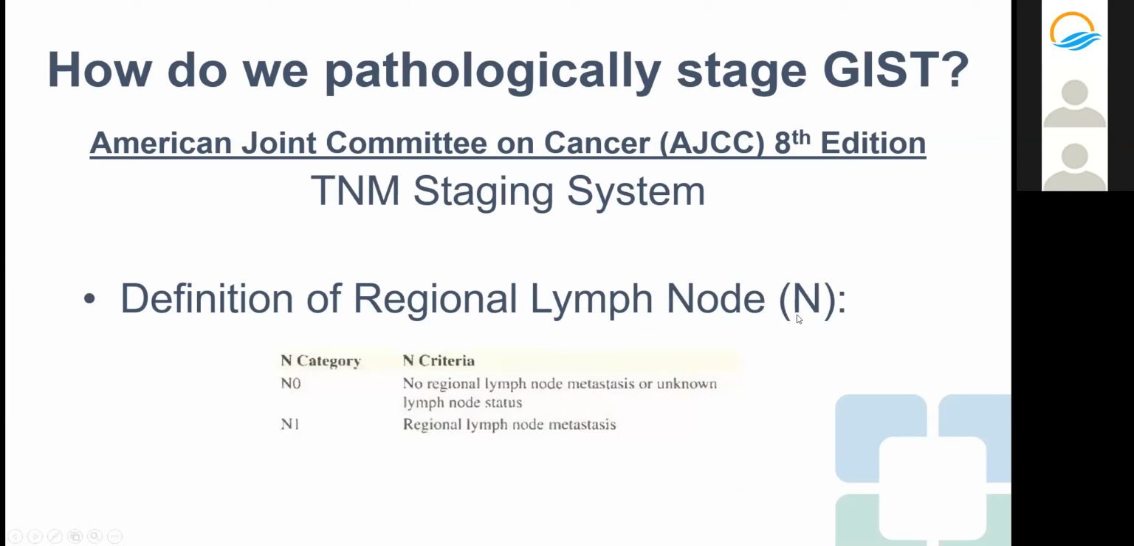The next thing is the N stage, or the regional lymph node stage. You can see that the N category is more simple than the T stage we just reviewed. There are only 2 subcategories for regional lymph node involvement. It's either there is regional lymph node involvement, so there's tumor identified in lymph node, or there's not. If there's not, it's an N0. If there is tumor, it's considered an N1.